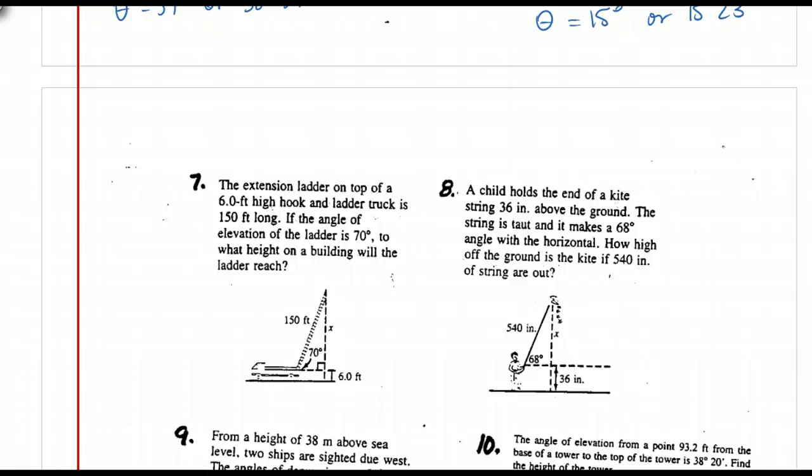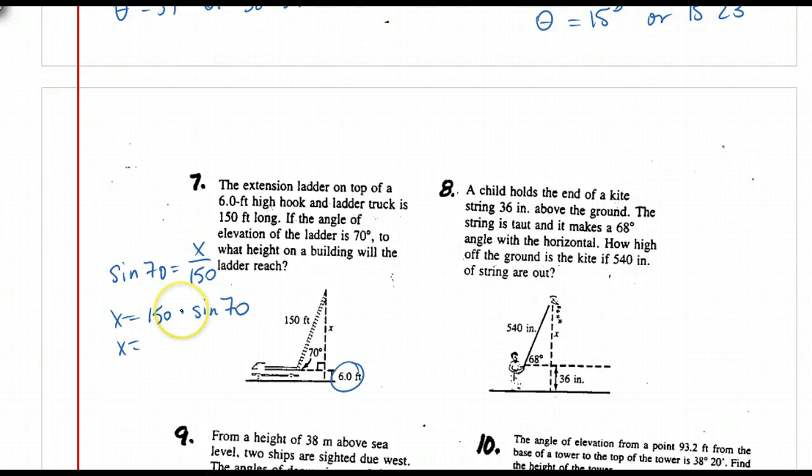Number 7. Hook and ladder truck. Looks pretty well labeled. We just kind of have this added wrinkle down here. If we set up an equation, sine of 70 is equal to x over 150, then x equals 150 times sine of 70. And so x all by itself is 141. Then you have to add 6 to that, so your height equals 147.